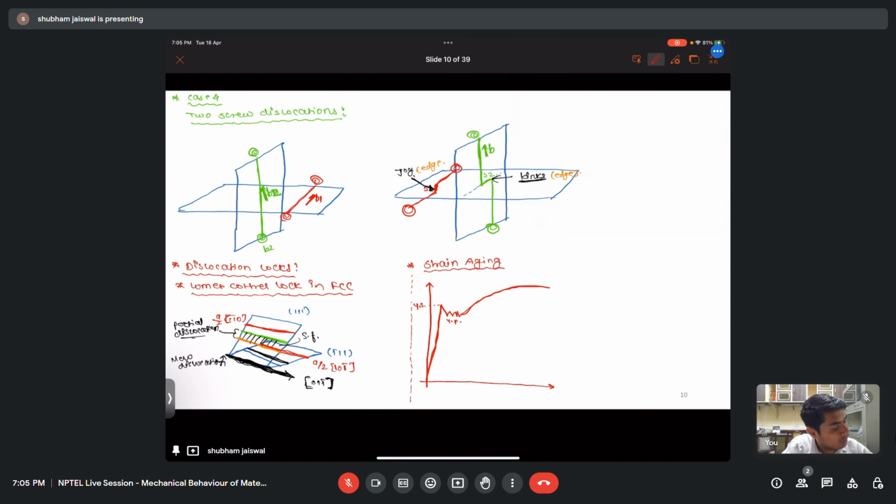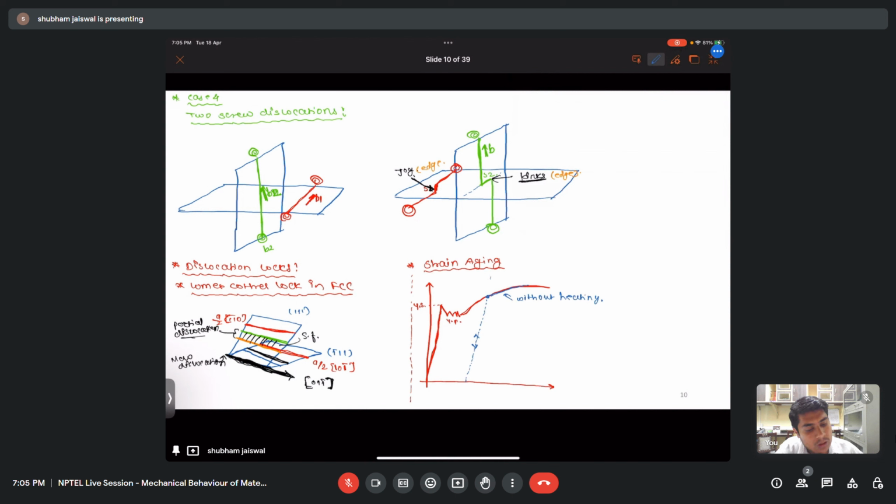So if I load it till this point, the blue one, and then I unload it, I will get an unloading curve, something like this. And if I again reload it, it will follow this blue line and it will give the strength like this. This is the case when we do not heat the material. So this is without heating. And if we heat the material, what will happen?